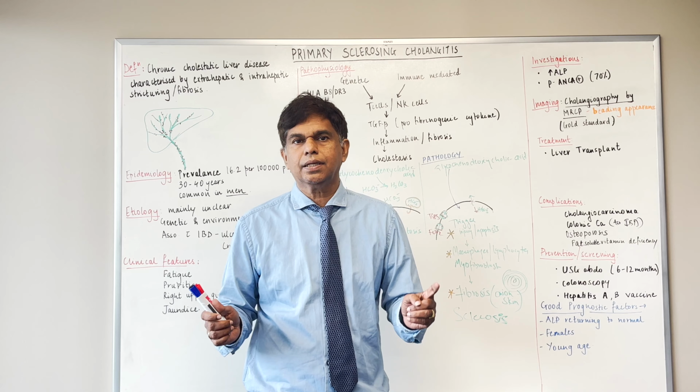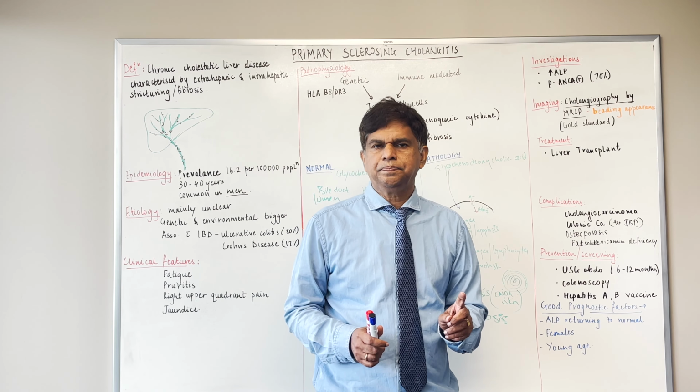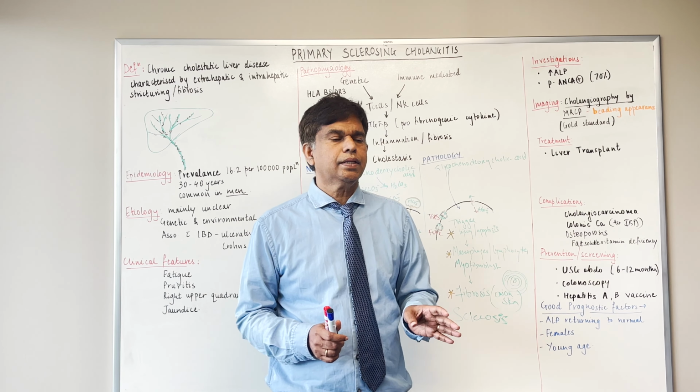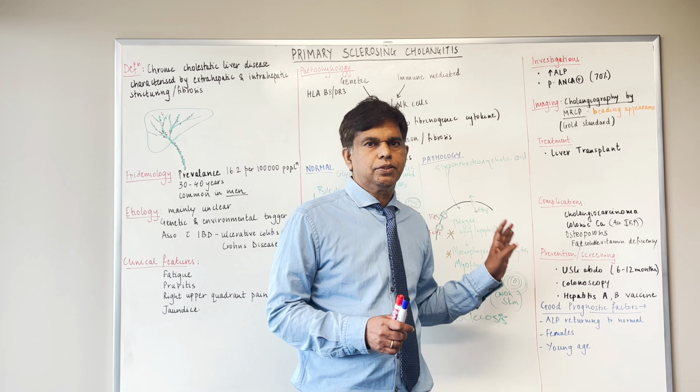The classic, that's another examination question: they put up the histological picture with the onion skin appearance right here. That is the main classic finding in the histology, and that can also lead to sclerosis and stricturing. That's the main thing, okay?